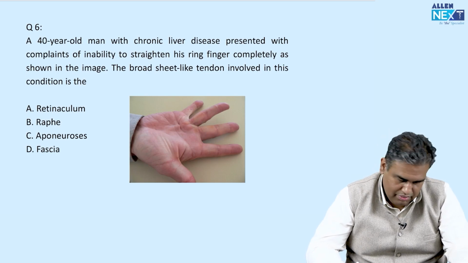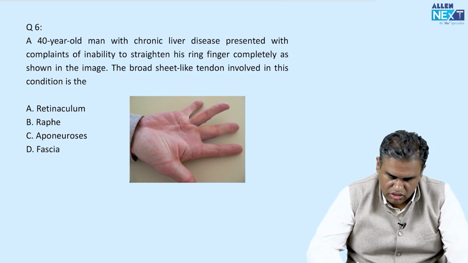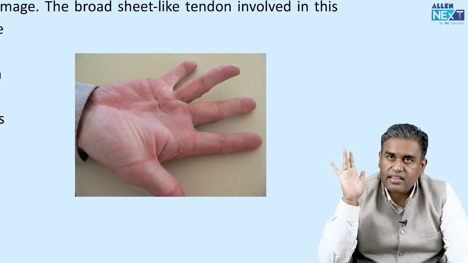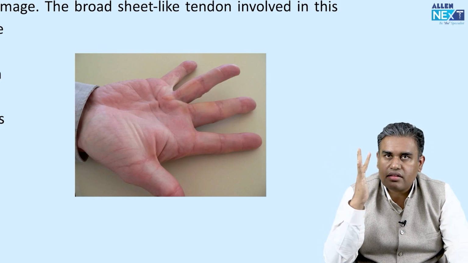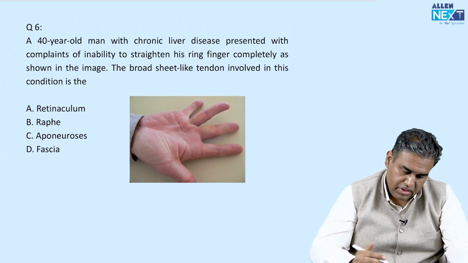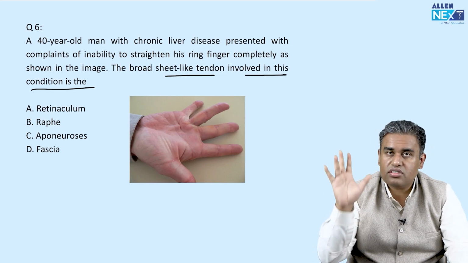Okay, one more, upper limb. A 40-year-old with chronic liver disease presented with complaints of inability to straighten his ring finger completely, as shown in the image. See the image over here. The ring finger is going like this, on the lateral aspect. That is the problem. The ring finger is unable to straighten. The broad sheet-like tendon involved in this condition is what?